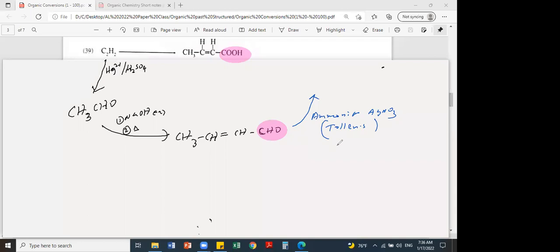Tollens' reagent contains Ag(NH3)2, look at the screen. Tollens' means Ag(NH3)2 NO3, diamine silver nitrate. So if you put this, no problem. Then only the CHO is getting oxidized, not the double bond. To break the double bond, you need acidified KMnO4. Tollens' is not going to react with the double bond, only with the aldehyde group. Then you can keep the double bond and do it like this: CH=CH-C=O. This gets oxidized to C=O, actually in the basic medium C=O minus actually.